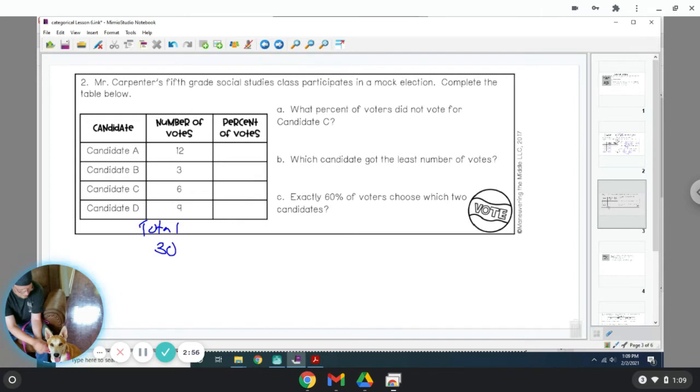So it says what percentage of voters did not vote for candidate C? So there's a total of 30 people. 6 of them voted for candidate C. So that means that 24 of them did not. And we're going to set this proportion of X over 100. Now 30 does not go into 100 nicely. So what we're going to do is cross multiply.